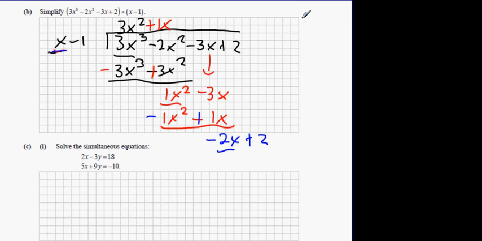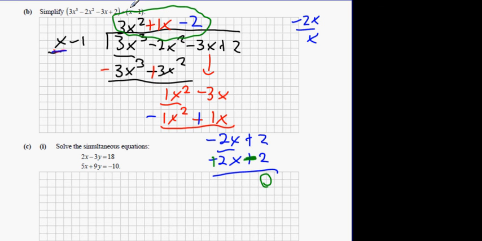Minus 2x divided by x is going to go minus 2 times. Multiply minus 2 by x, we get minus 2x. Minus 2 multiplied by minus 1 is plus 2. I have to change the sign, so that's a plus and that's a minus, and I get 0. My answer therefore is this here.